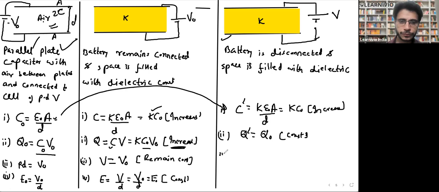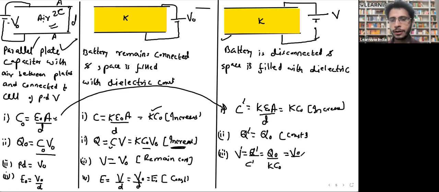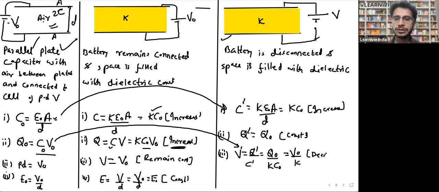Third question. Potential difference. For potential difference, we can write potential difference as charge divided by capacitance. Q is equal to CV, so V is Q by C. Q prime is Q naught. C is K C naught. What is Q naught by C naught? It's V naught. Here V naught is Q naught by C naught. Here V prime is Q naught by K C naught, V naught by K. So potential difference decreases.